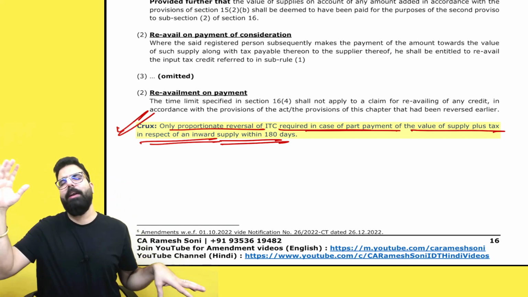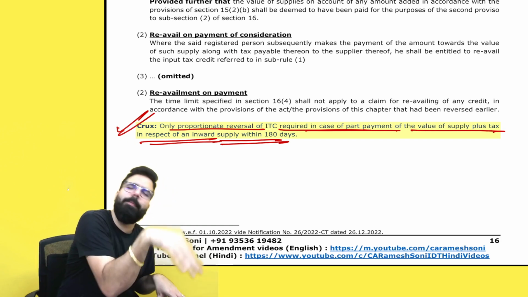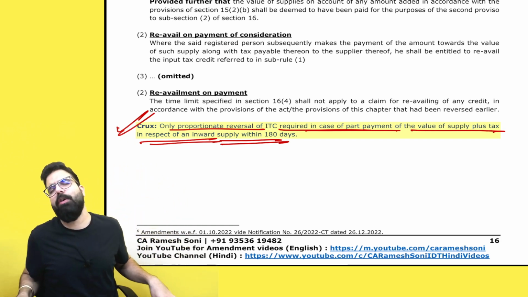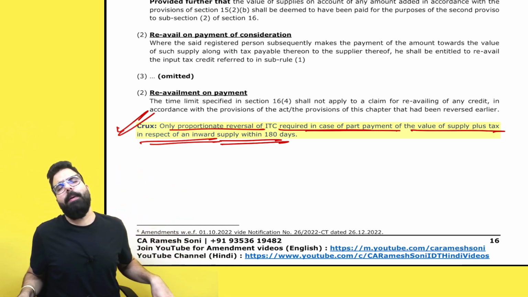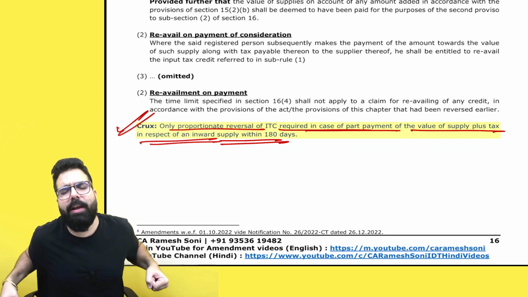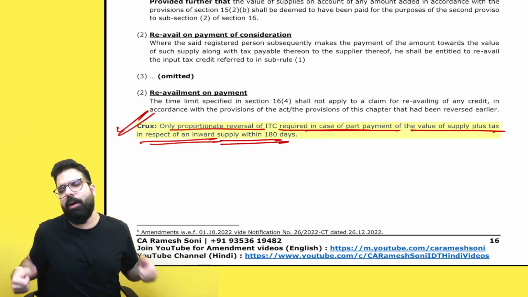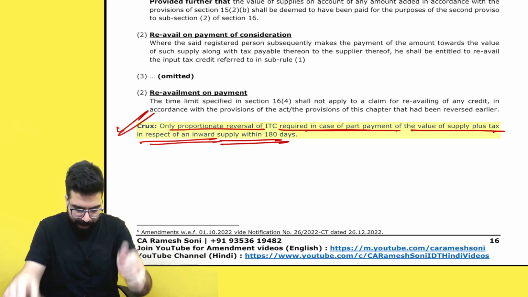So, sir, whatever the invoice was there, if part payment I had done, then for the remaining part which I have not paid, whatever GST is there, only that you have to reverse if you have not made the payment within 180 days. That reversal will be along with interest under section 50, at the rate of 18% from the date of utilization till the date of reversal. Yes, sir, we are all clear.